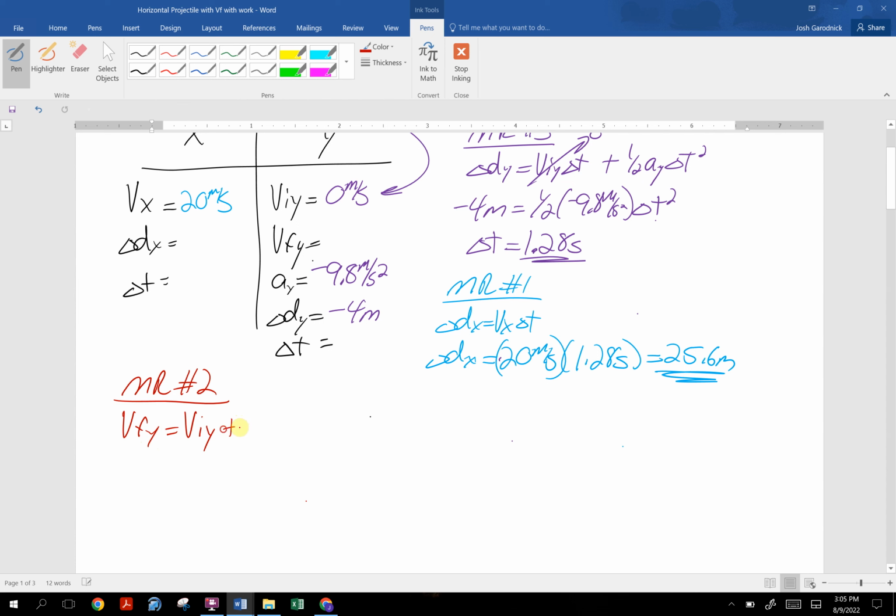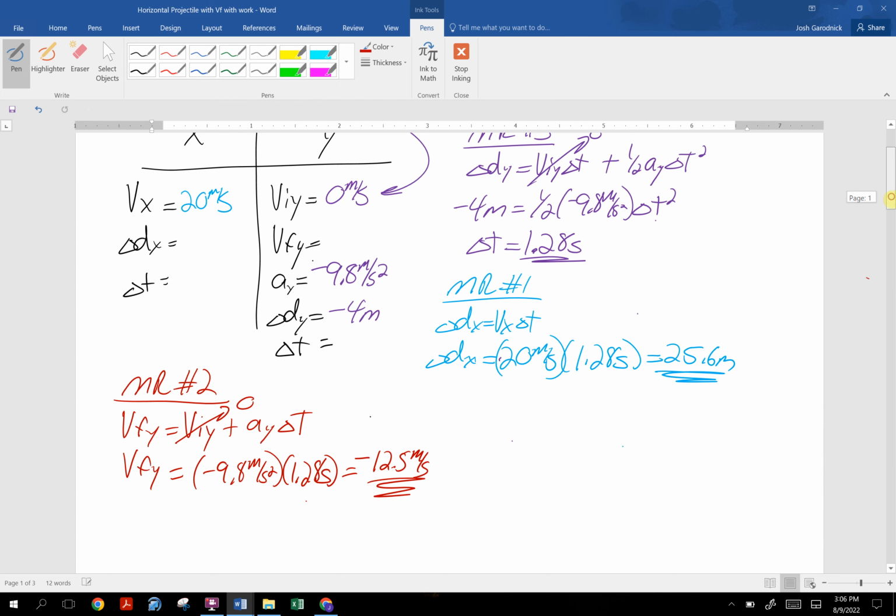It says the final vertical velocity is this, and the initial y velocity is 0. So the final y velocity will be the acceleration times the time, which is 1.28 seconds. And we get a final vertical velocity of negative 12.5 meters per second. Okay, now we know that the object is traveling to the right at 20 meters per second at the end of the story, right before reaching the ground, and it's traveling down at 12.5 meters per second. So we need to combine these two things.